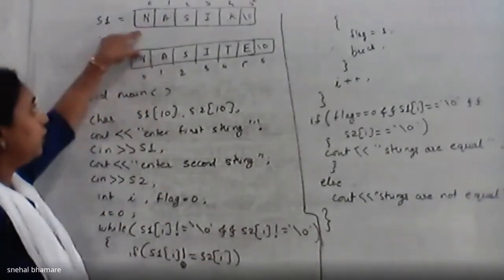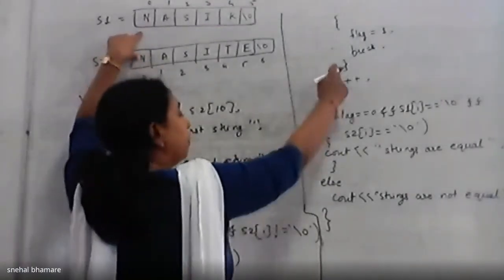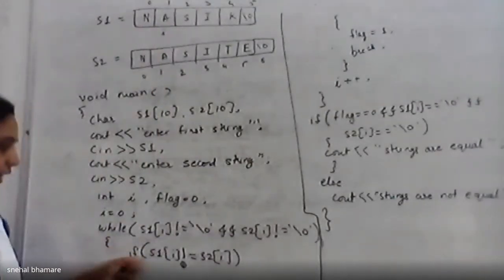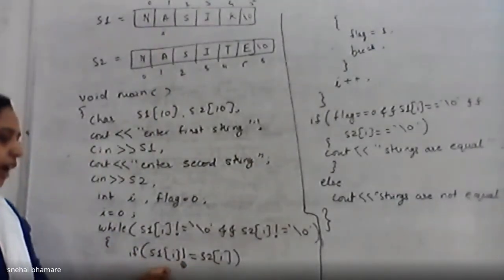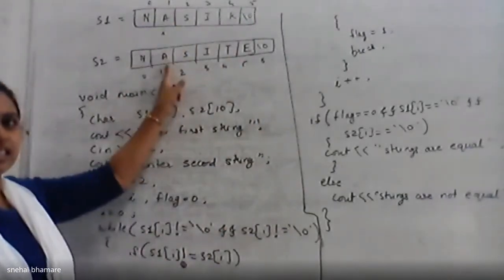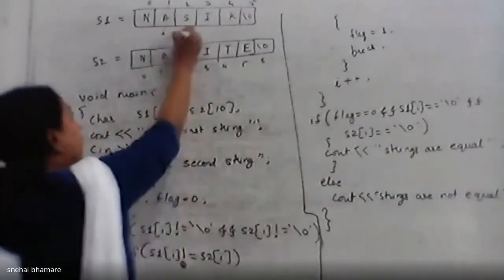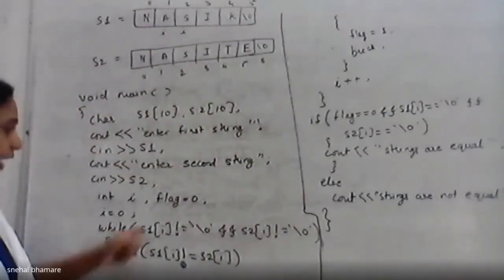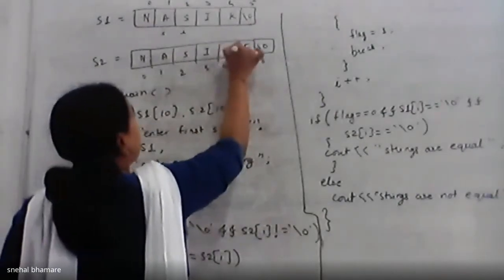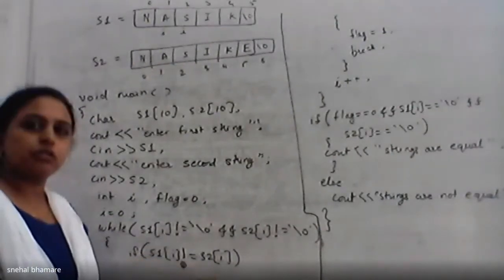Initially they are equal, so it will not enter the if. It will come out of the if and it will just increment i, so i will move to the first location. Again, in the while loop, check this condition: S1 of i not equal to S2 of i. The condition is false because both the characters are the same. So after the if, you have i plus plus, so i will go to this location. Again check. Just a second, here I'll write K. Again check S1 of i not equal to S2 of i.